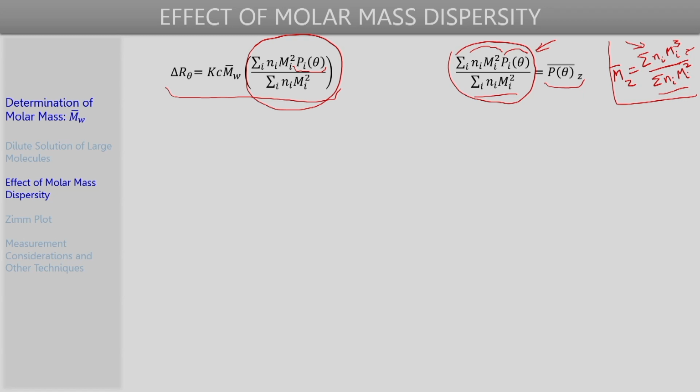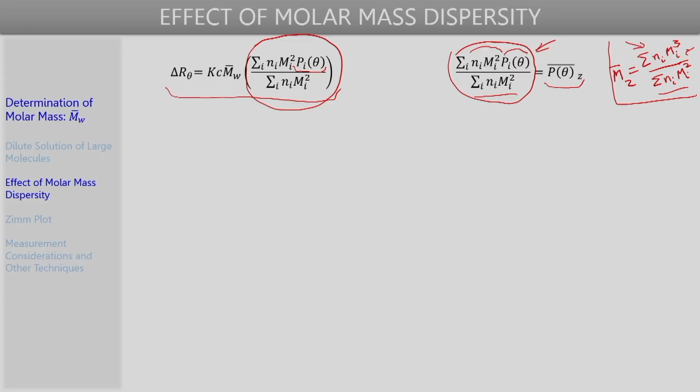molar mass dispersity. Now, we already know that the P theta can be written in terms of q as well as the radius of gyration. So, this P theta bar z, we can replace in the expression here. Upon doing that, the compact form of our expression for delta R theta is simply K times c times Mw bar times P theta bar z.